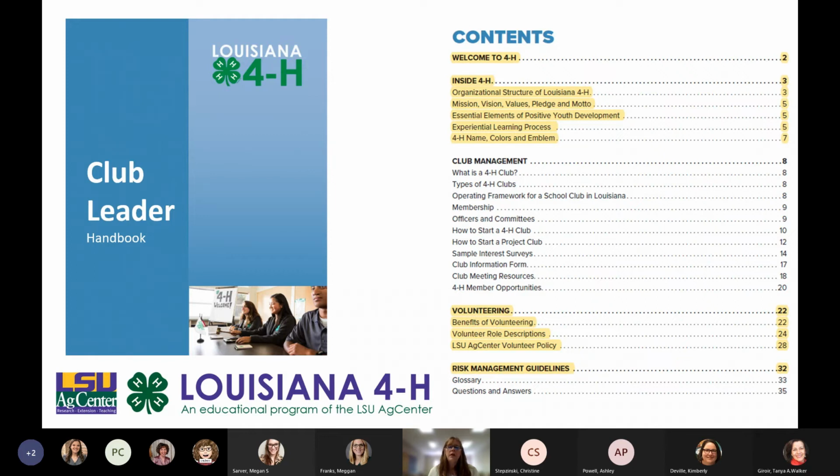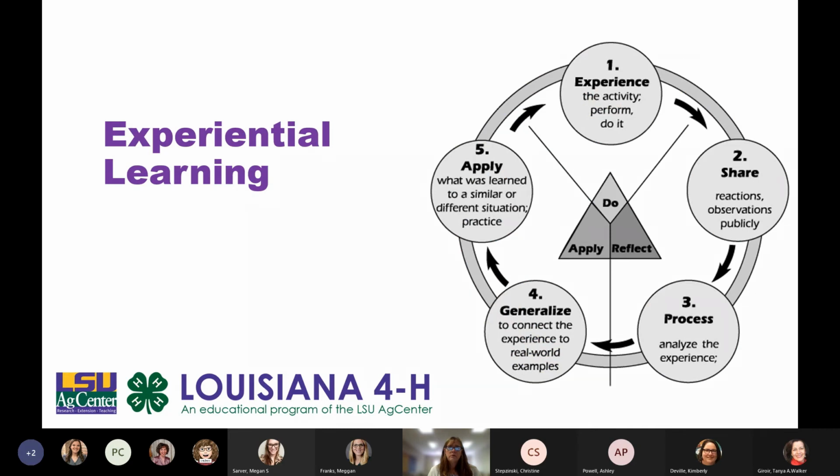And then down at the bottom, within volunteering, you can share with them the benefits of volunteering. Of course, the volunteer role descriptions are there for you to choose from that are going to relate to the volunteers that you're specifically working with that you're going to share. And then, of course, the Ag Center volunteer policy. And then, as we said, risk management guidelines are very important to share with them at this point. And so all of those things can be found in the Club Leader Handbook that you will have access to use for orientation. Now, I mentioned experiential learning.